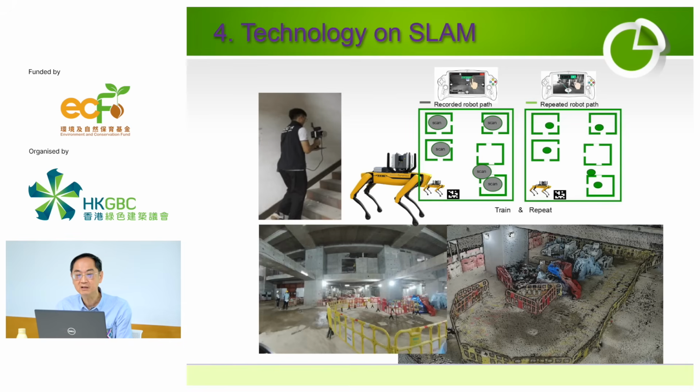We can train the robot dog and then repeat the mission. And you can see the guy handheld doing the survey. And then we will have those images and the point cloud, the colorized image.